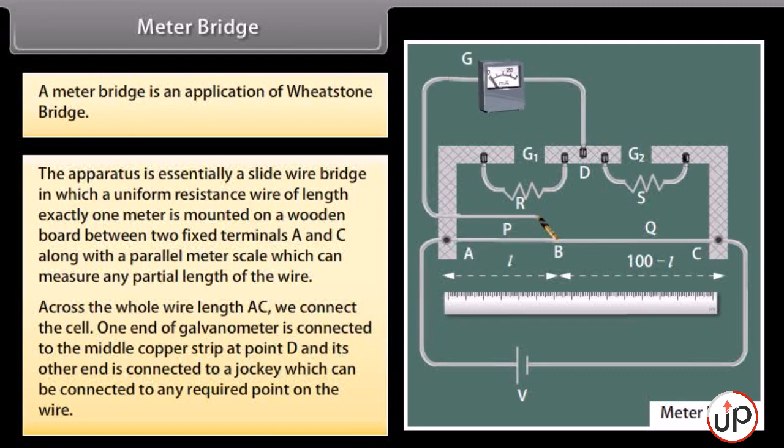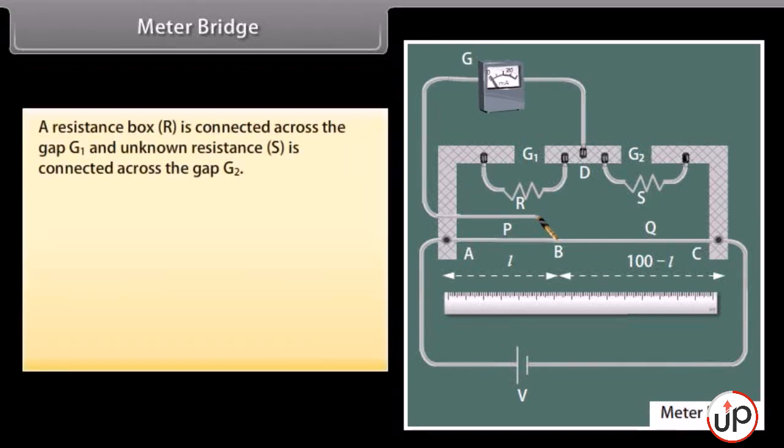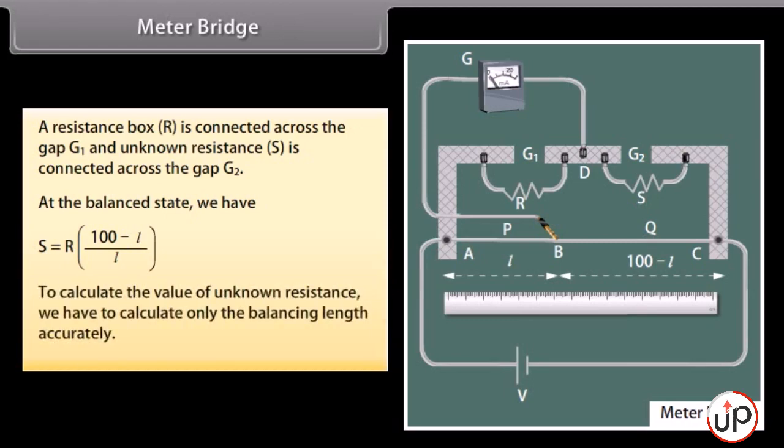One end of the galvanometer is connected to the middle copper strip at point D, and its other end is connected to a jockey which can be connected to any required point on the wire. A resistance box is connected across the gap G1 and unknown resistance is connected across the gap G2. At the balance state, we have S = R (100 - L)/L. To calculate the value of unknown resistance, we have to calculate only the balancing length accurately.